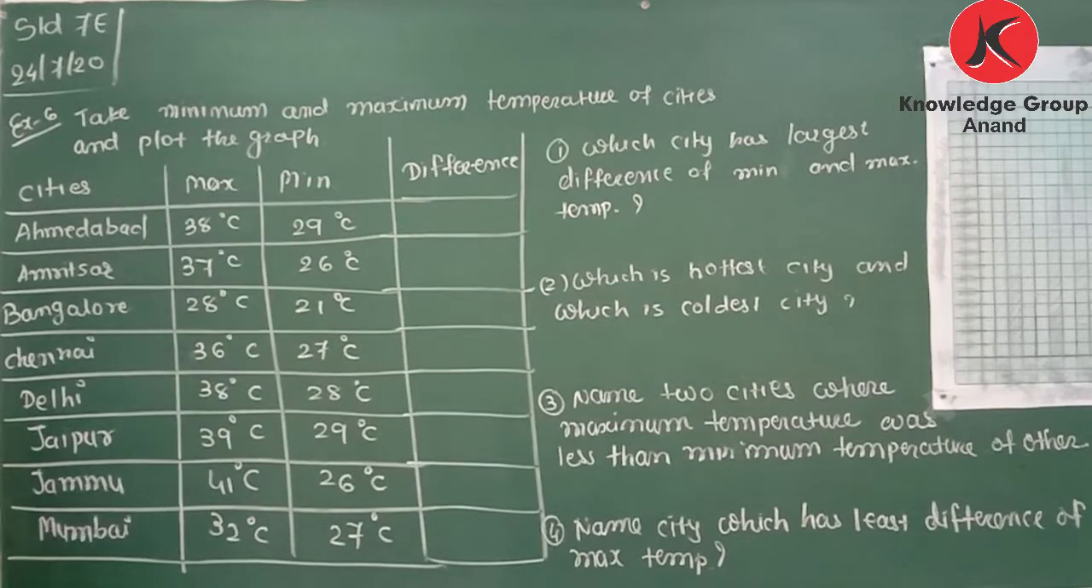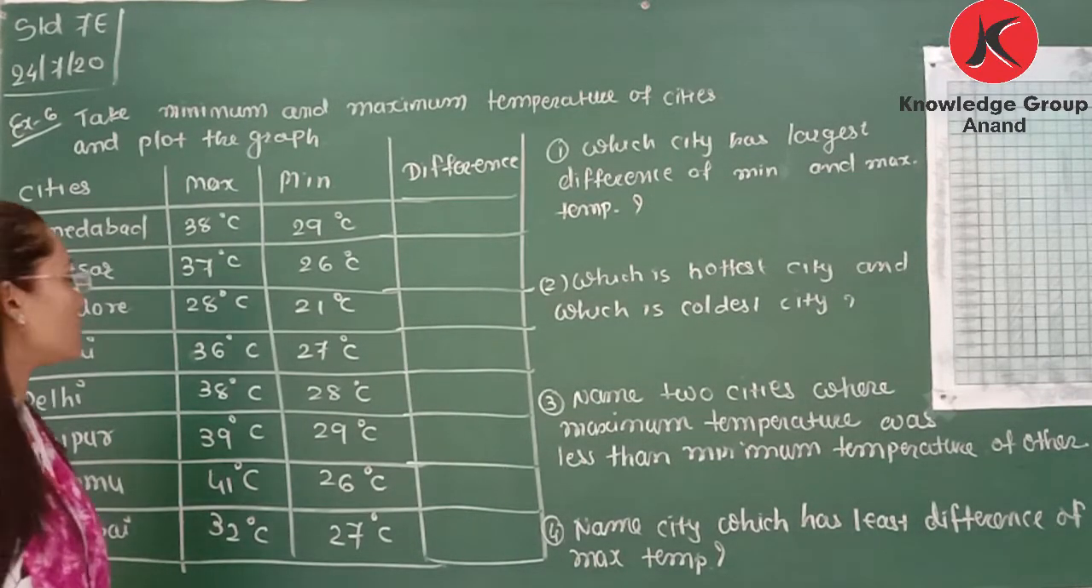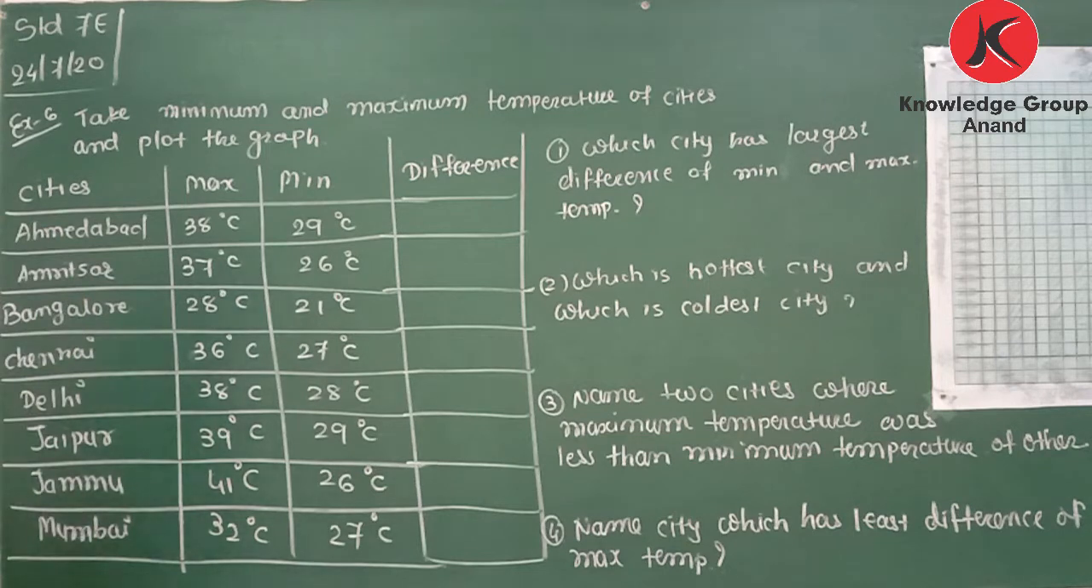Now question number 6 is given. Take the minimum and maximum temperature of cities and plot the graph. This table is given in your textbook in table 3.1 in the starting of your chapter. So temperature Ahmedabad maximum is 38 degrees Celsius and minimum is 29 degrees Celsius. Amritsar maximum is 37 degrees Celsius, minimum is 26 degrees Celsius.